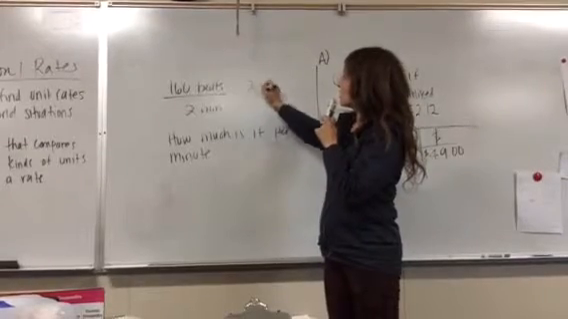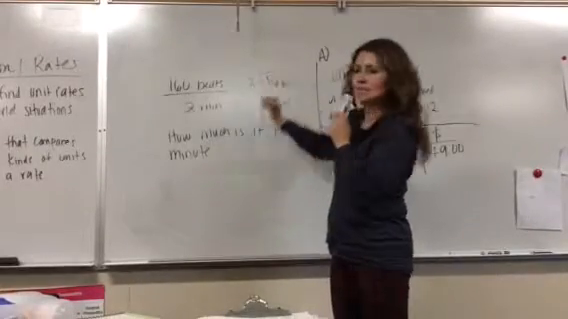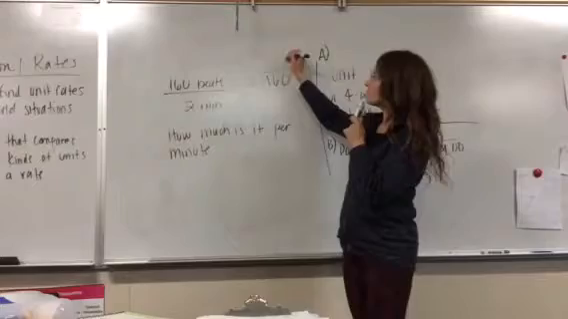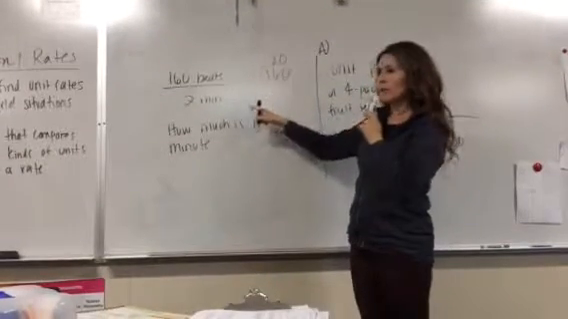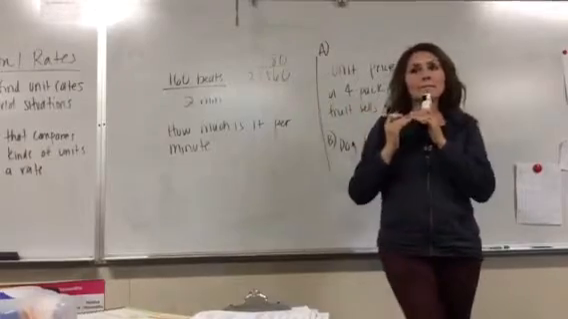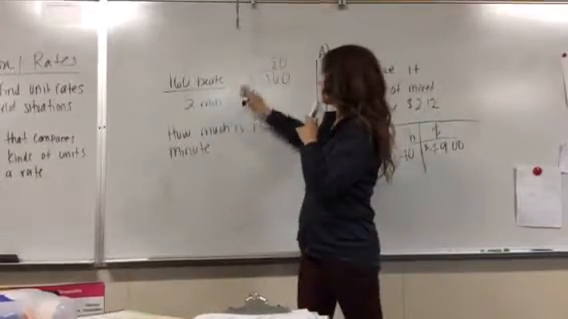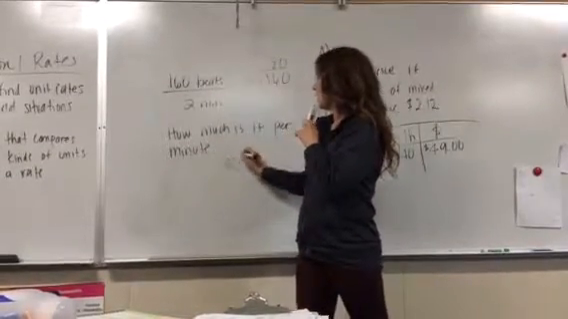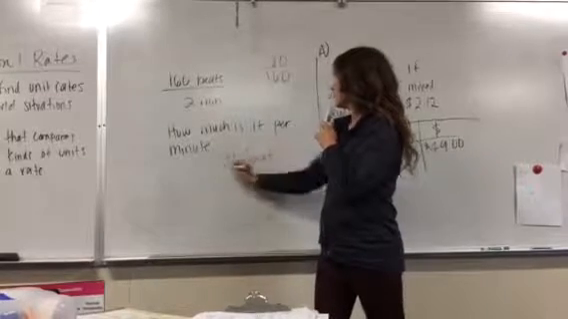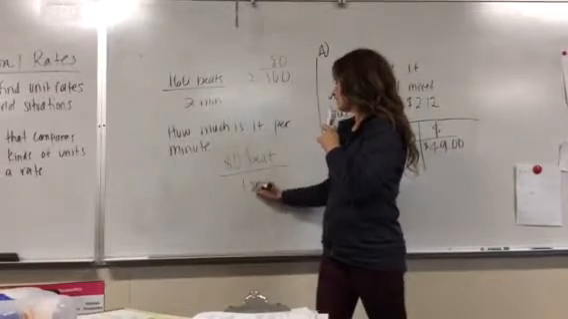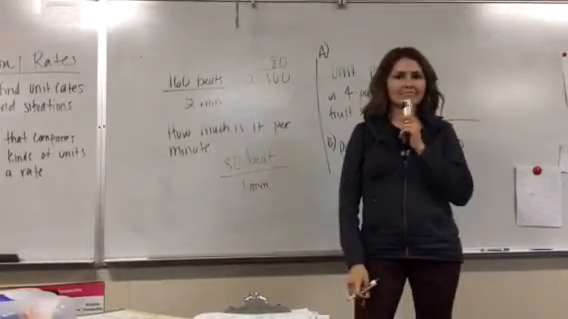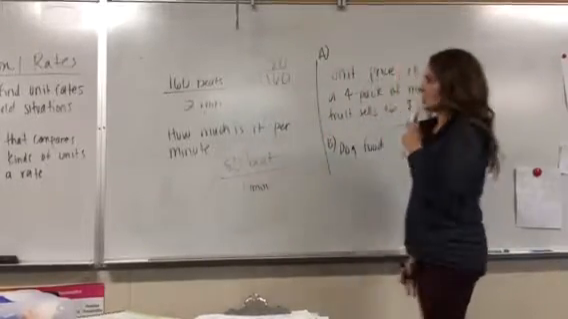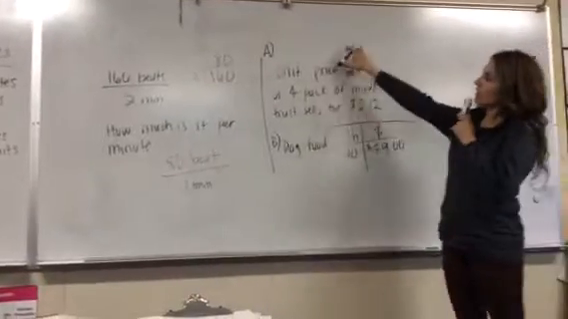So here, I'm going to go 2 into 160 equals 80. It would be 80 beats per minute. Okay, division. Let's go to another example here. Example A at the top here.